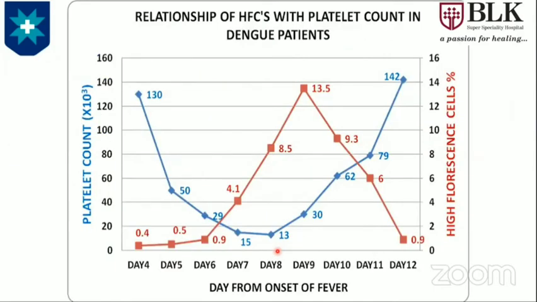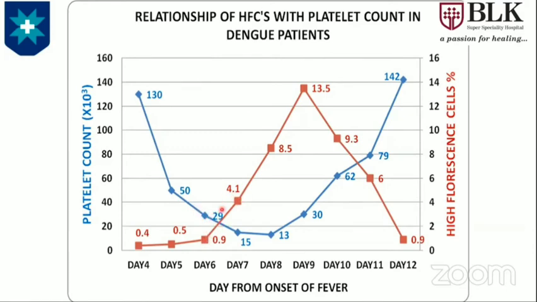We also went on to do a study wherein we proved that these high fluorescent cells are able to predict whether the patient is going to recover with respect to platelets or not. This particular graph depicts very clearly the falling platelet counts and the rising high fluorescent cell percentages. What is important to remember is that as the high fluorescent cell percentage keeps going up, the platelet counts are going down.